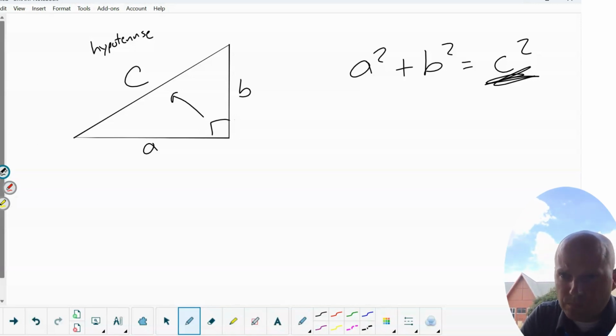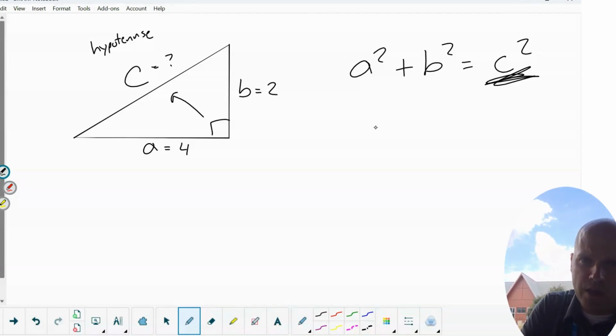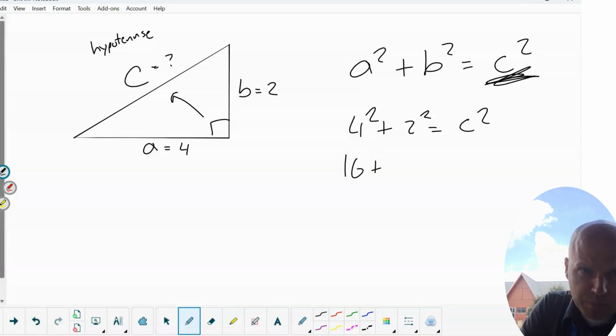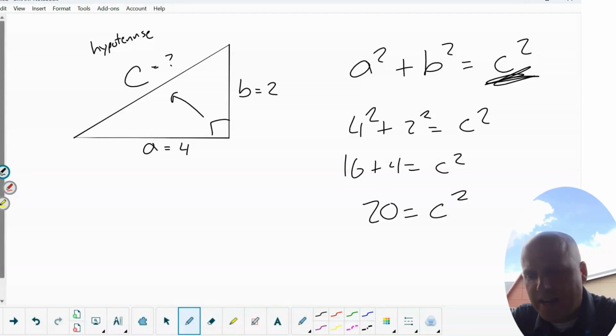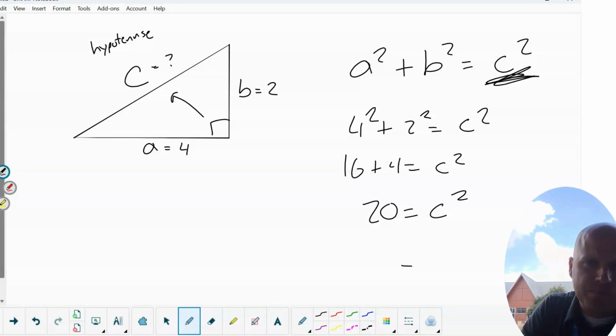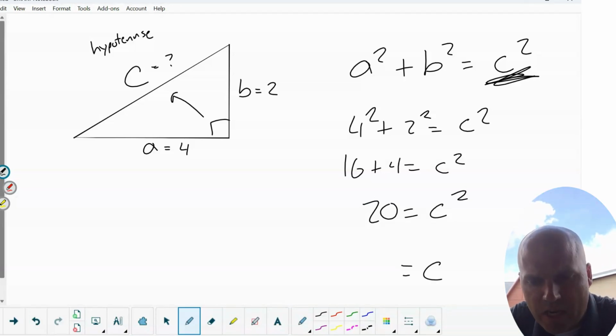It's pretty simple. Let's say this is 4, and this is 2. We'd say, okay, what is C? I would get 4 squared plus 2 squared equals C squared. 16 plus 4 equals C squared. 20 equals C squared. C times itself needs to equal 20. What is C? Well, we then introduce the idea of a square root.